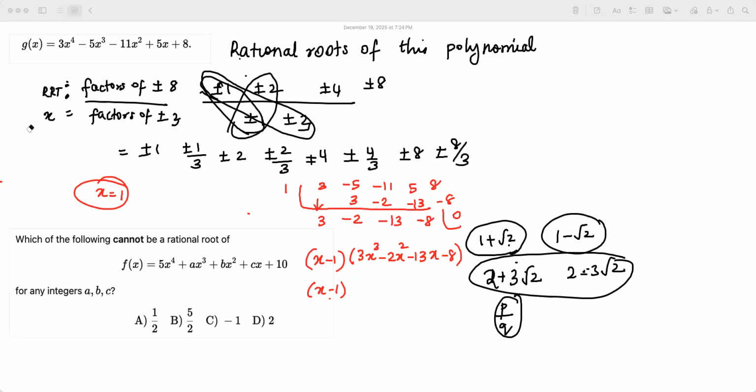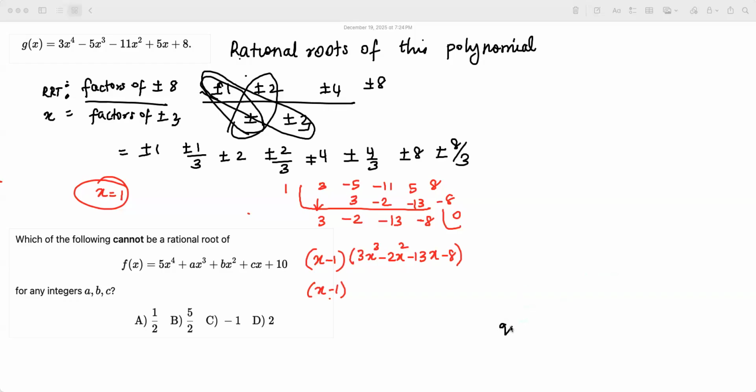Can I try minus 1? Minus 3, minus 2, plus 13, 8. Oh, minus 1 seems to be a factor. So let me go ahead and do it. Let me erase these unnecessary things, otherwise it's so confusing. Stop me if you have doubts. So 3 minus 2 minus 13 minus 8.